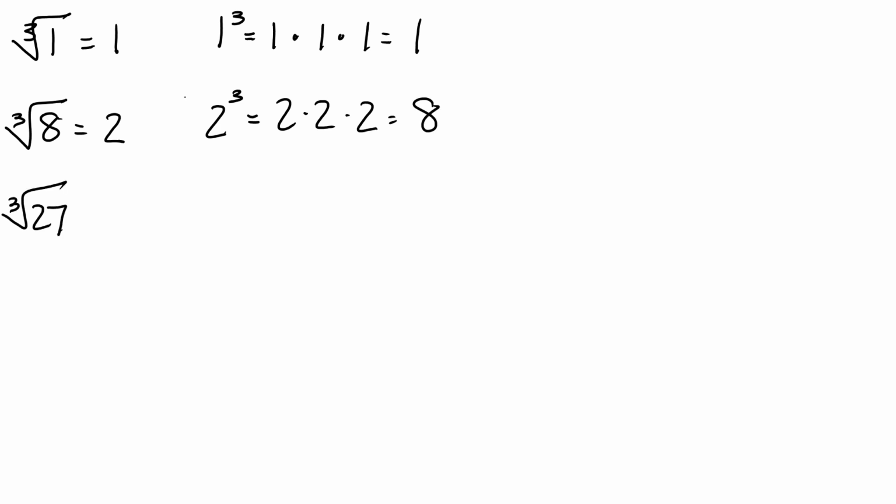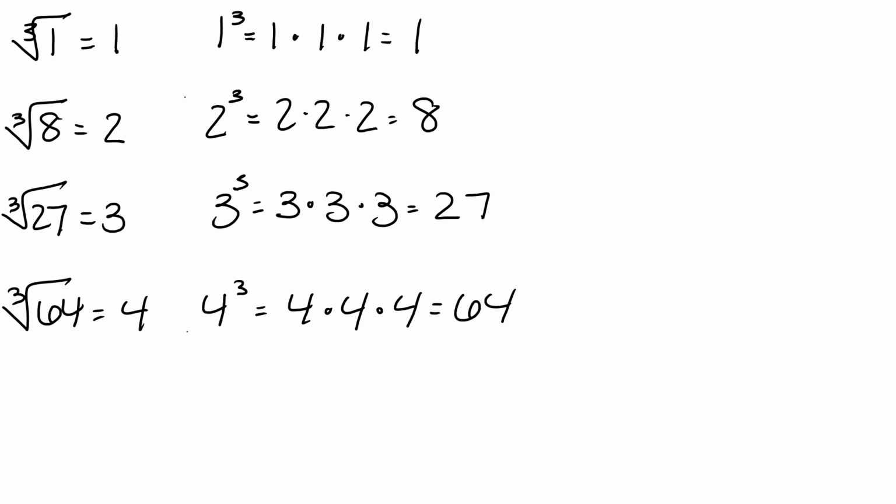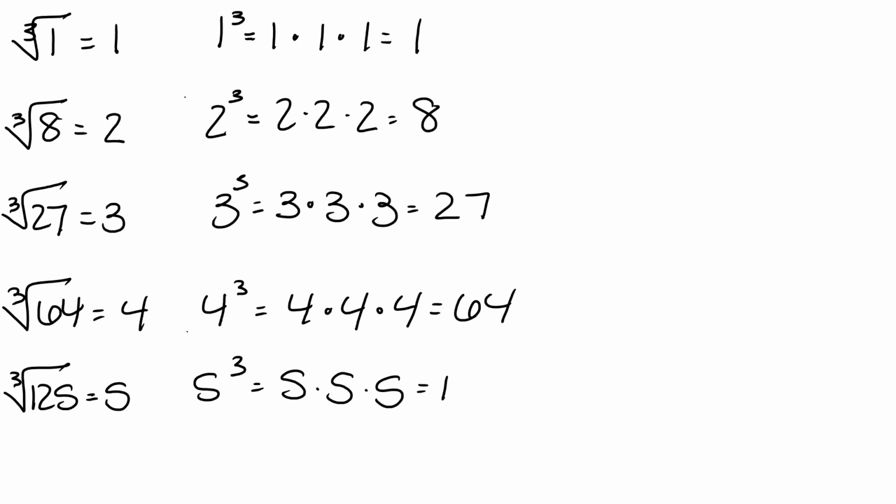The cubed root of 27 is 3, because 3 to the third power, 3 times 3 times 3, is 27. The cubed root of 64 is 4. 4 times 4 is 16, times 4 is 64. And the last one, the cubed root of 125 is 5. 5 times 5 is 25, times 5 is 125.